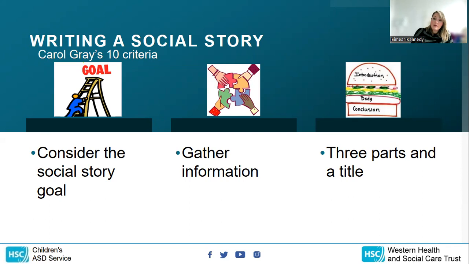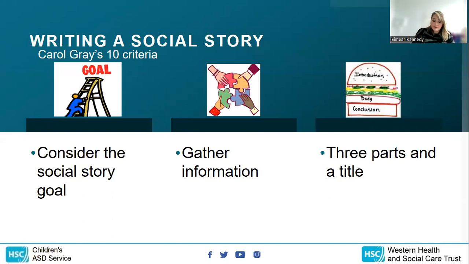For example, they need to understand why covering their mouth when coughing is important, so that it stops germs from being spread, which may help make other people sick. The next step then is to gather information. Collect information about the situation you want to describe in your social story.